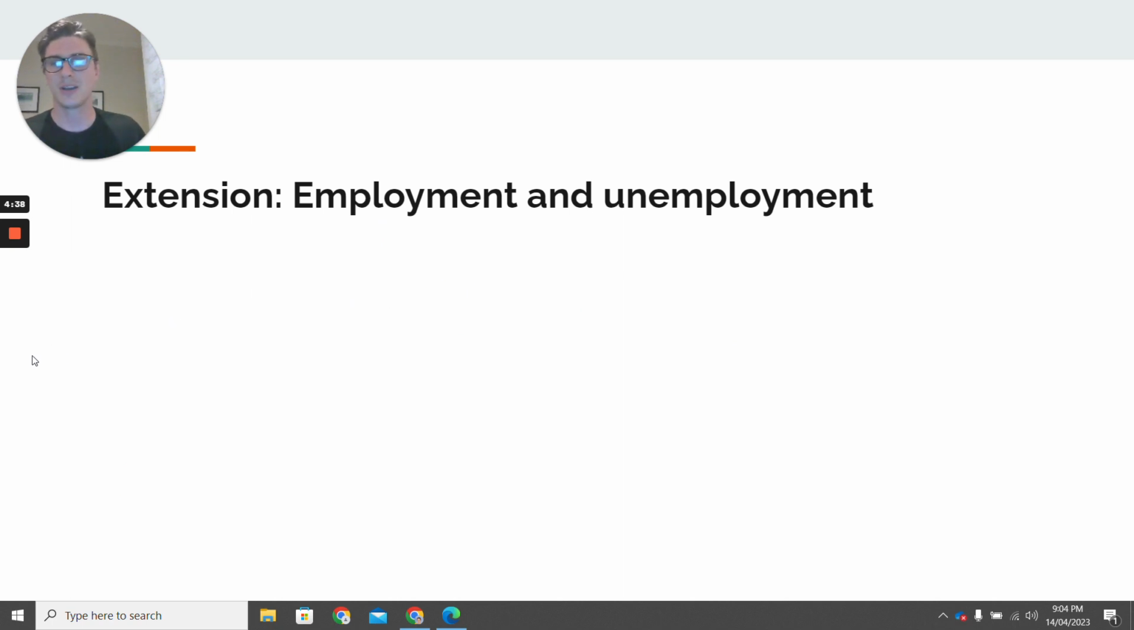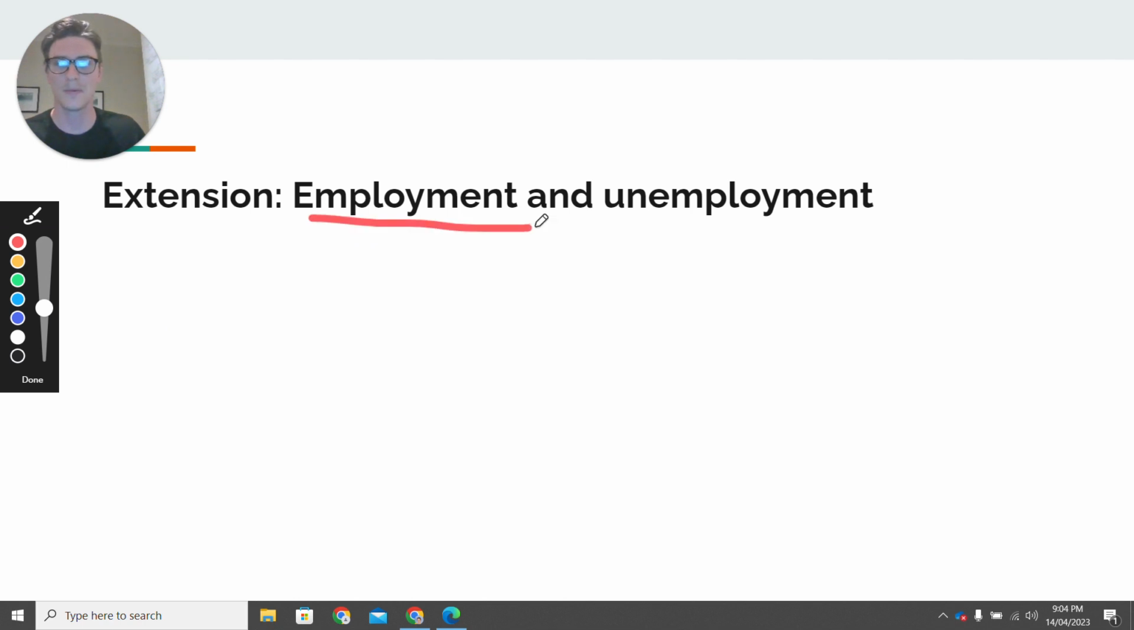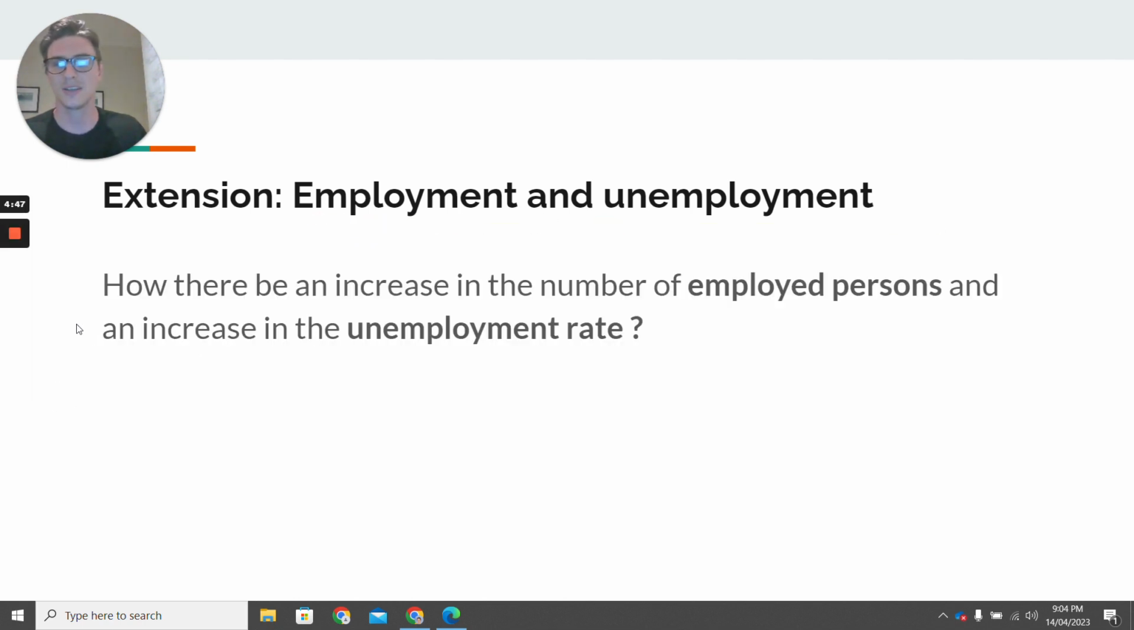Here's a bit of an extension, because this one has come up a couple of times: the relationship between employment and the unemployment rate. I want to ask you this question. How can there be an increase in the number of employed persons and an increase in the unemployment rate, given what we just went through with the unemployment rate? Pause and have a think, see if you can come up with something.